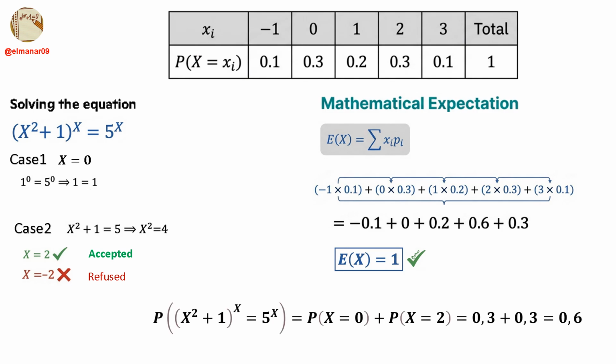To finish on a high note, if you are asked for the probability that this equation is satisfied, you simply need to add the probabilities of the solutions we found. P of x squared plus 1 to the x equals 5 to the x equals P of x equals 0 plus P of x equals 2. Looking at the table, the final result is therefore 0.6.